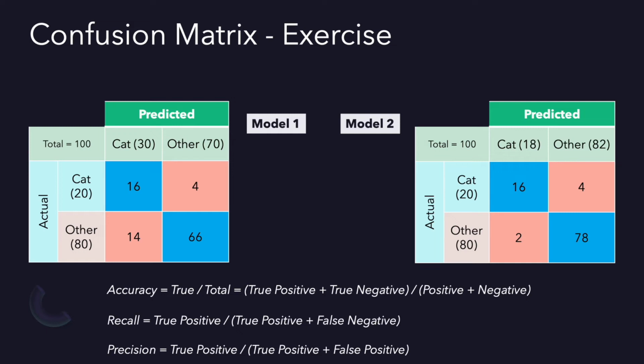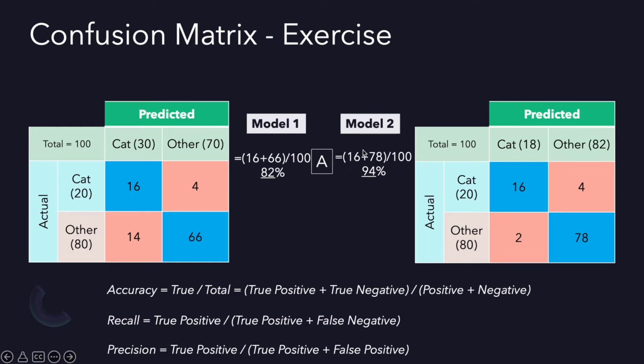First of all, let's look at the accuracy. You can see the formulas at the bottom. By the way, blue ones are true as you understand and the reddish ones are false. For the first model, we have 16 plus 66 true predictions. In other words, we have 16 true positive and 66 true negative. Totally, we have 100 positive and negative data. Therefore, the accuracy will be 82% for the first model.